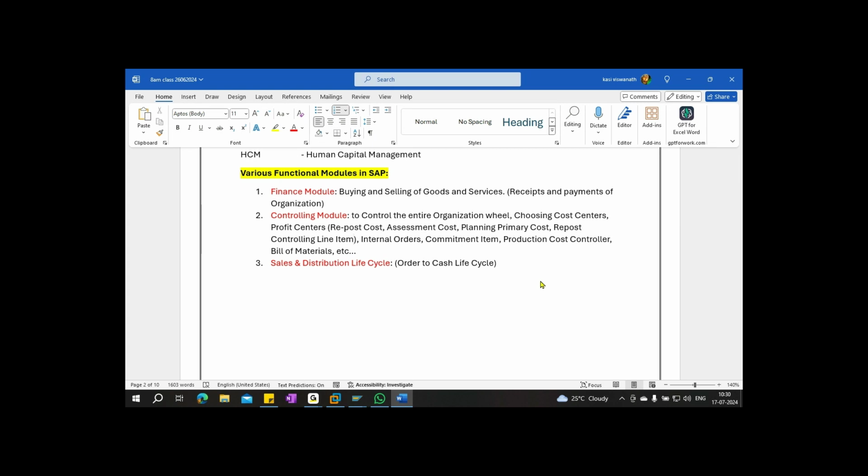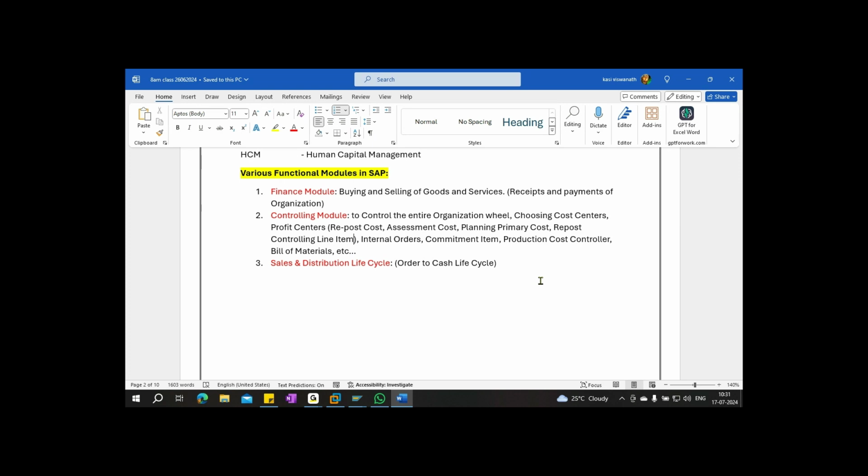We still have some more tools for analysis, like internal orders, commitment items, production cost controllers, bill of materials, etc. So these are the tools to control the organization. Whenever we control the organization, compared to regular profits, we get more profits.